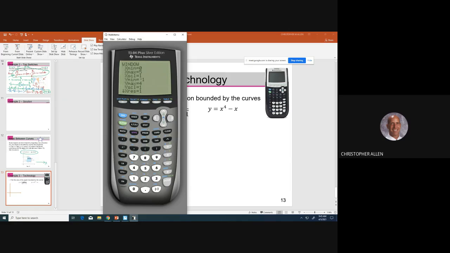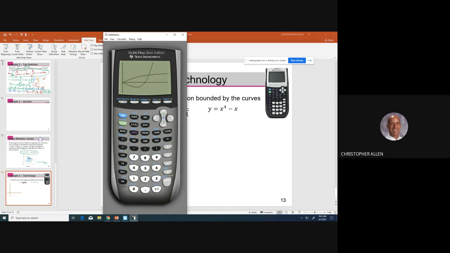Now, guys, you might be saying, well, wait a minute, Mr. Allen, you mean I got to figure all this stuff out on my own? The answer is yes. They're not going to tell you how to use your calculator. You're going to have to figure out, okay, now can you see where the curves connect, where the bounded region is? A here is clearly 0, 0.